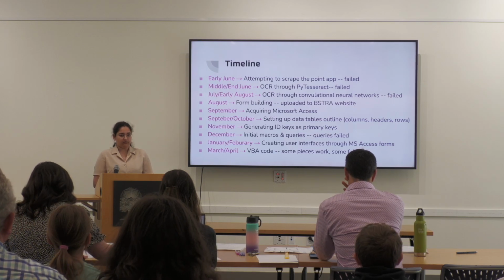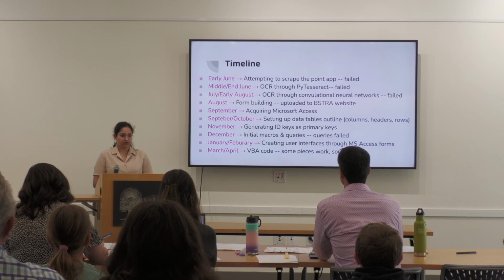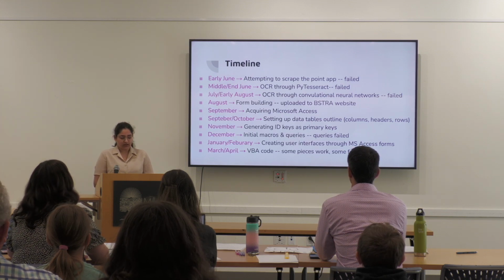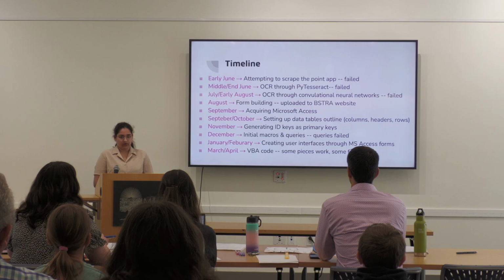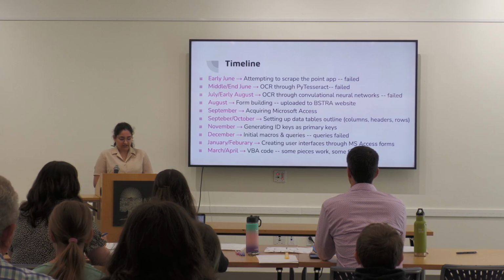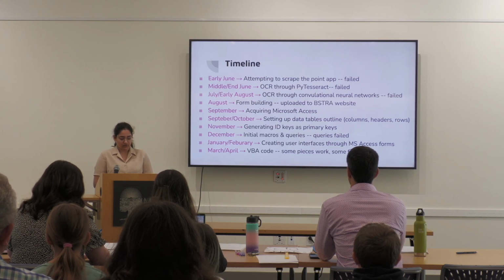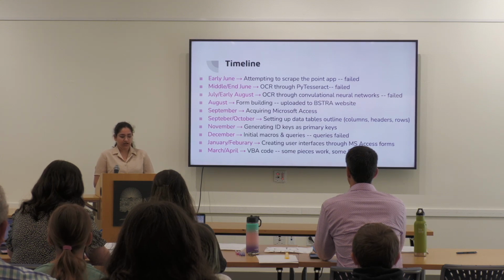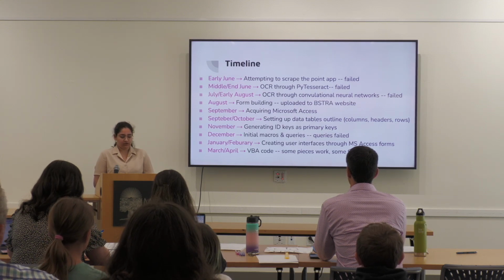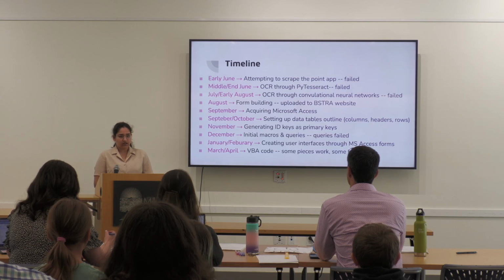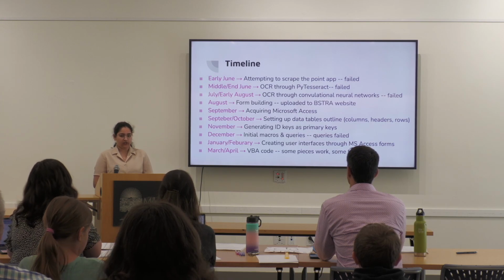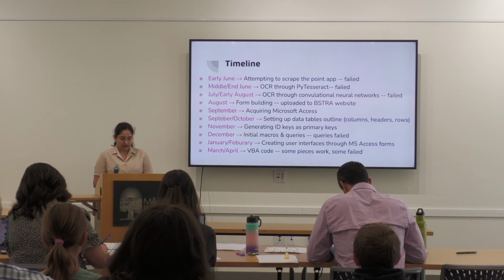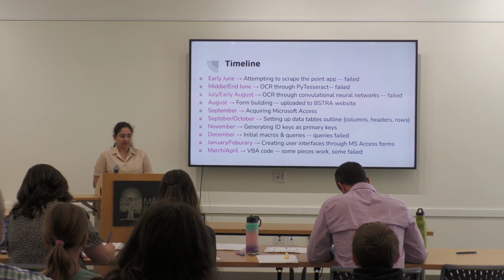From there, my goal was to figure out how to store all the data. For this, I acquired Microsoft Access and spent some time learning it. After I got a bit of a know-how of Microsoft Access, I started setting up the database outline. So all of my tables, my columns, headers, rows, all of that information. After that, I was creating ID keys as primary keys. ID keys are a unique number that's assigned to each data record and set. This is done to reduce redundancy and to prevent duplicate data.